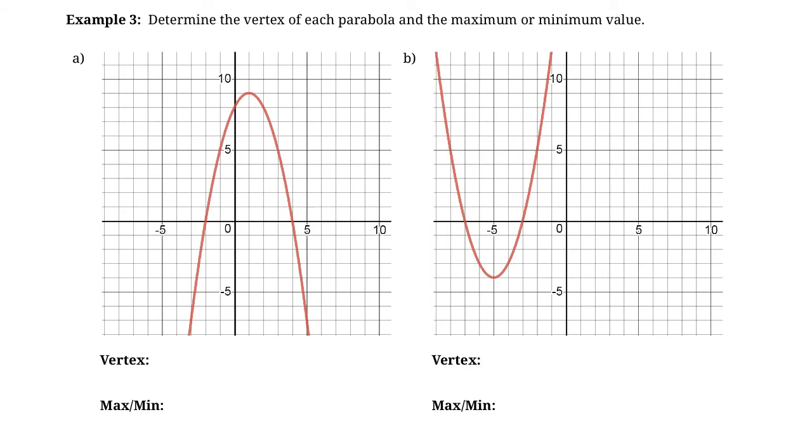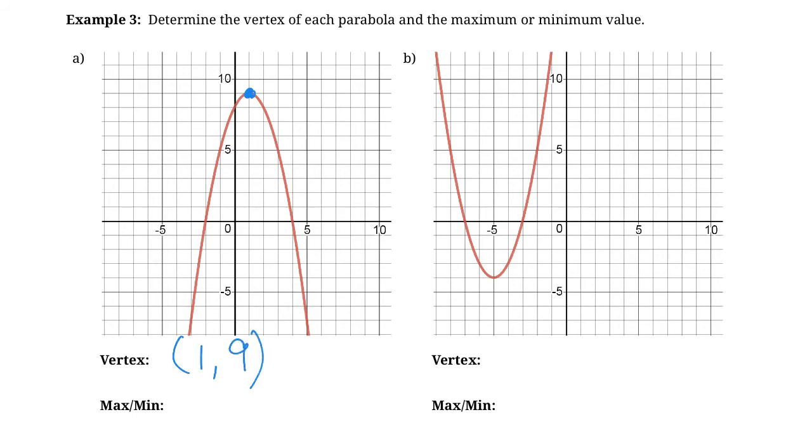In our next example, we are asked to determine the vertex of each parabola and the maximum or minimum value. So again, when you have a picture to work with, it's very nice and simple and straightforward. So let's start with graph A. The first thing we want to do is identify the coordinate point for our vertex. So our vertex is located right at the top, and that particular coordinate point is located at 1 and 9.